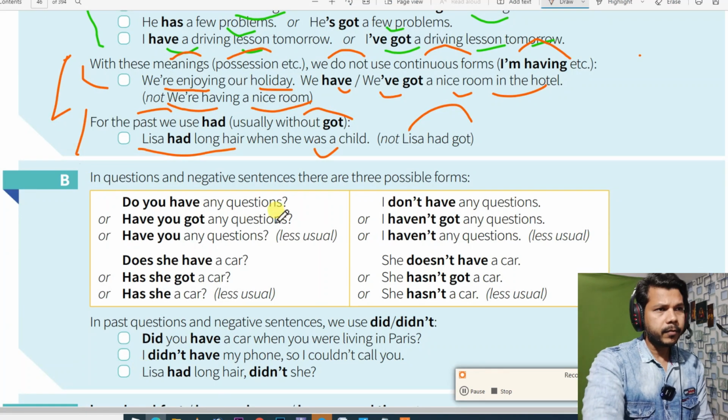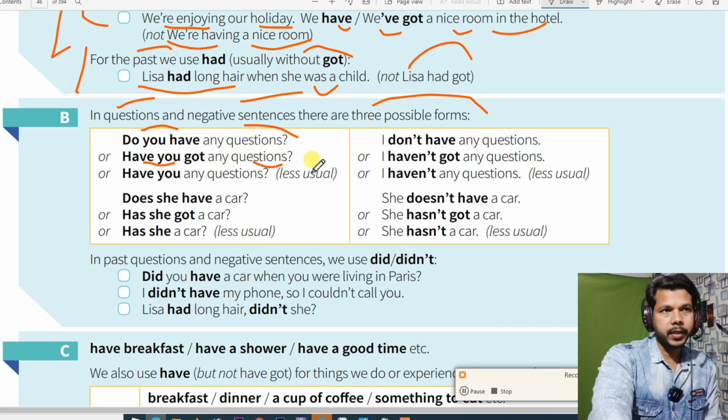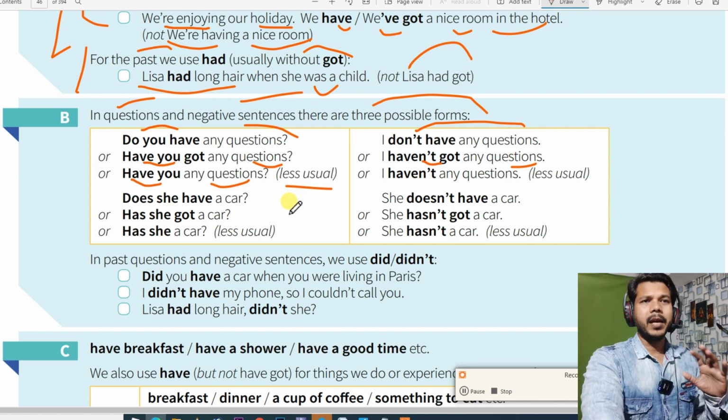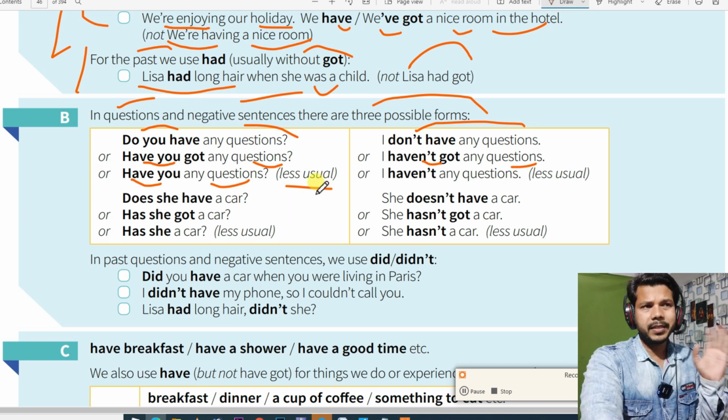So in question and negative sentences, there are three possible forms. You can say, do you have any questions? Absolutely correct. Or you can say, have you got any questions? Absolutely correct. Okay. In negative, you can say, I don't have any questions. Correct. You can say, I haven't got any questions. Absolutely correct. Have you any questions? This is also correct, but less usual. Very few people talk like this. Hey, have you a time? I have not time. Very few people say. So this is less usual.